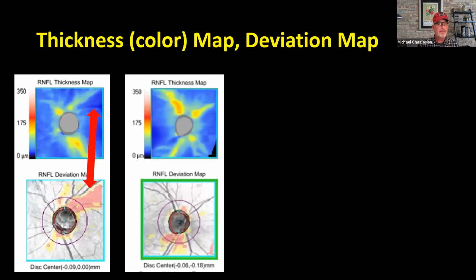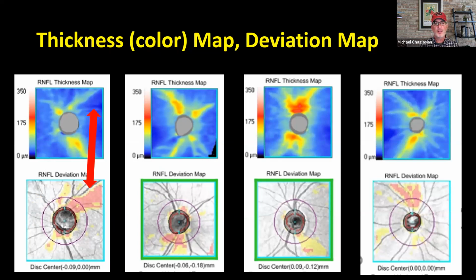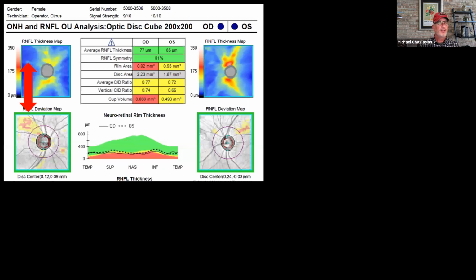Again, just other examples here. And again, your device may show this a little bit differently. I'm not saying this is the only way to do it, but these are the types of defects that we see in early glaucoma when using a thickness map and a corresponding deviation map. Here is the top half of the report from this device.